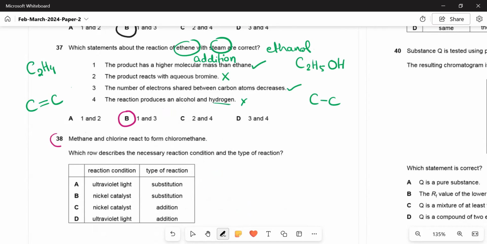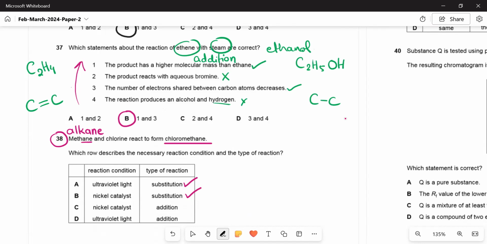Question number 38. Methane and chlorine react to form chloromethane. This is methane, meaning an alkane is reacting with chlorine, not an alkene. So this is not an addition reaction. Addition reaction is shown by alkenes, as we did in the previous question. Alkenes show addition reaction. Alkanes show substitution reaction. So the correct option will be A or B.